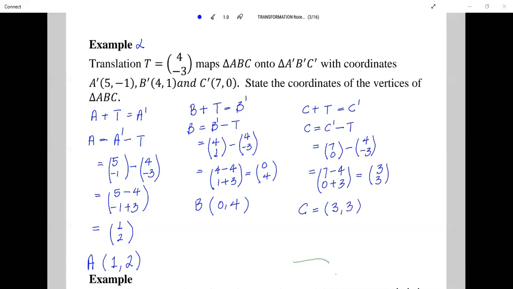So essentially in this example, we're told that a particular translation took A, B, C to A prime, B prime, C prime. We were given the coordinates of A prime, B prime, and C prime. We're then asked to state the coordinates of A, B, and C, which would be the coordinates of the original shape. And how did we do that? We did that using the matrix equation for translation. All right, so let's move on to the next section.